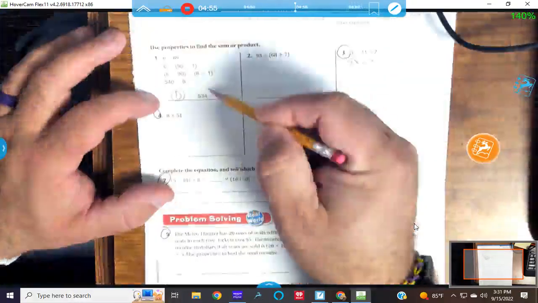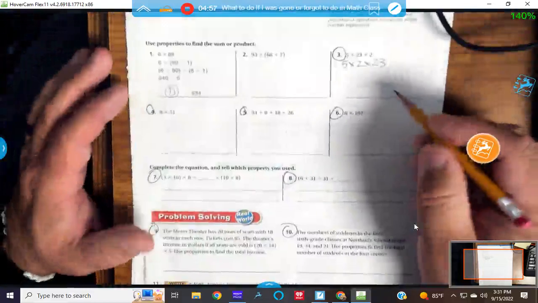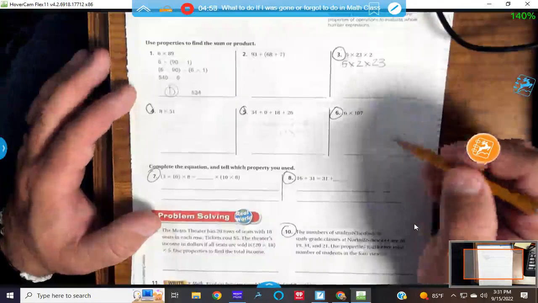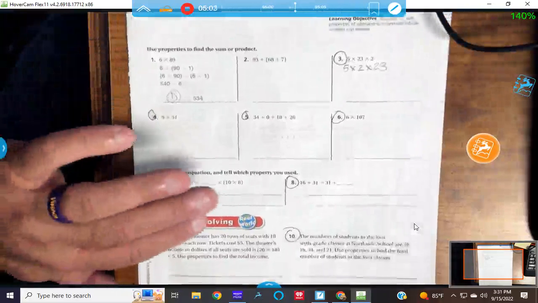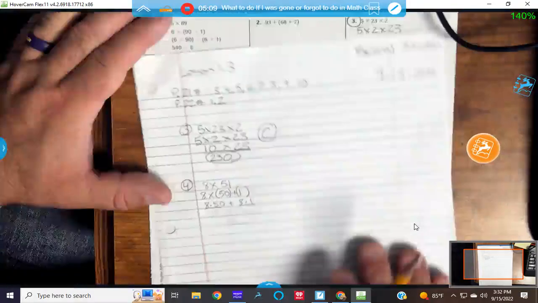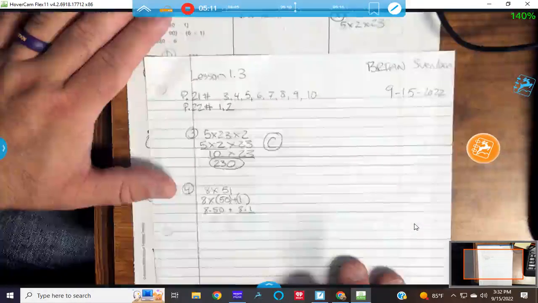Okay? So if we look at the example, we can see how they did it here. If you want to write your problems on here, this is totally fine. But this sheet is not going to be turned in. So I told the kids that they should use their loose leaf paper to do the problem.